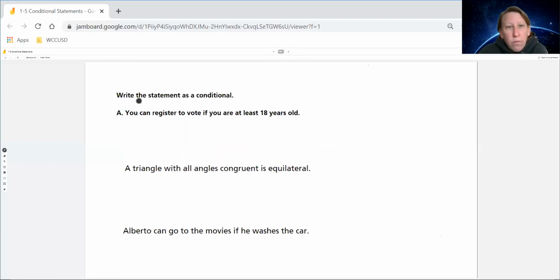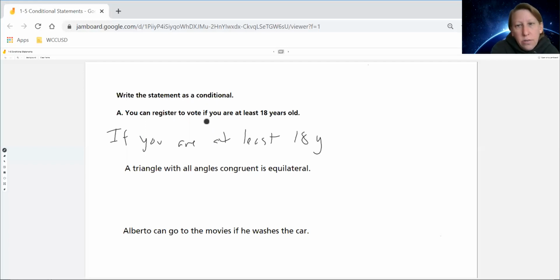When it's asking you to write the statement as a conditional, that means you want to take this information and write it in the format of if and then. And there's different ways to do this. In this one, it says the if is right here. So if you are at least 18 years old, then you can register to vote.